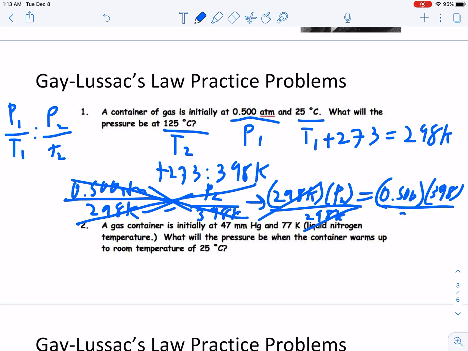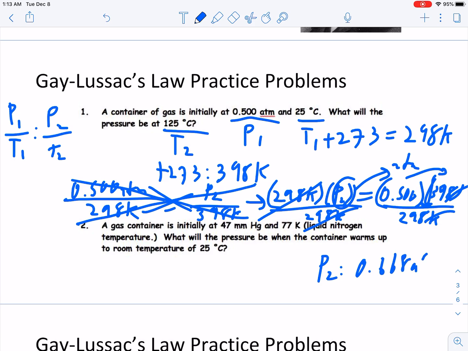Those will cancel out. And over here, you're just doing 0.500 times 398 divided by 298. And notice, I didn't have the units here, but Kelvins will cancel out, and you're left with atmospheres, which is what pressure is measured in. And again, remember, it's a directly proportional relationship. The temperature has increased, so we should expect the pressure to increase. You should get a P2 of about 0.668 atmospheres, which is indeed higher than 0.500. So the answer makes sense there.